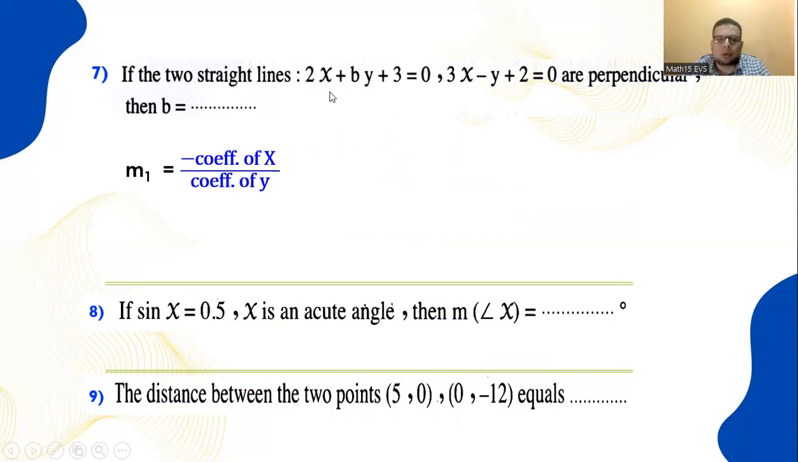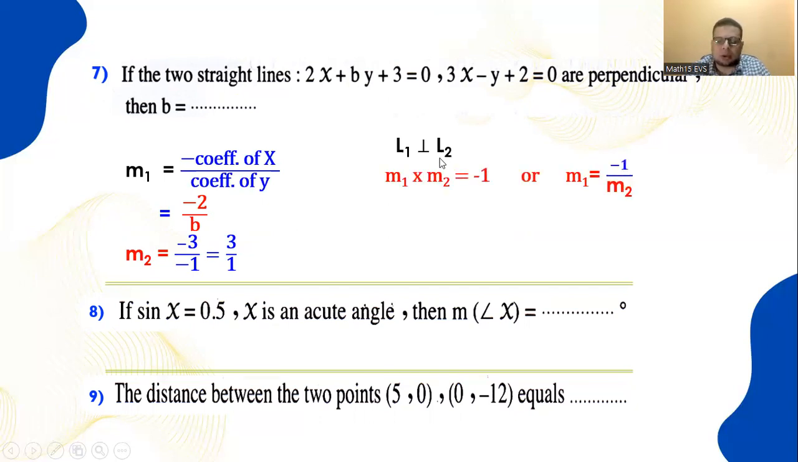The rule to get the slope M1 for the first equation is negative coefficient of x over coefficient of y, so -2 over b. For M2, it is negative coefficient of x, -3, over coefficient of y, -1. So -3 over -1 will be 3. And if L1 is perpendicular to L2, then M1 multiplied by M2 equals -1, or M1 equals the flip of the slope M2 with the sign changed, that means -1 over M2.